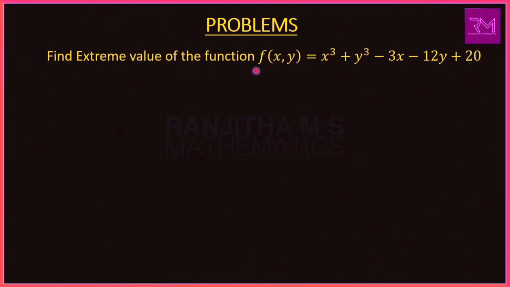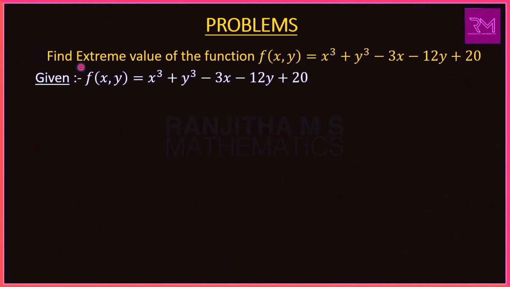Find the extreme value of a function f of x comma y, which is equal to x cube plus y cube minus 3x minus 12y plus 20. Here, what's the first step? We have to take the given function f of x comma y, which is equal to x cube plus y cube minus 3x minus 12y plus 20.